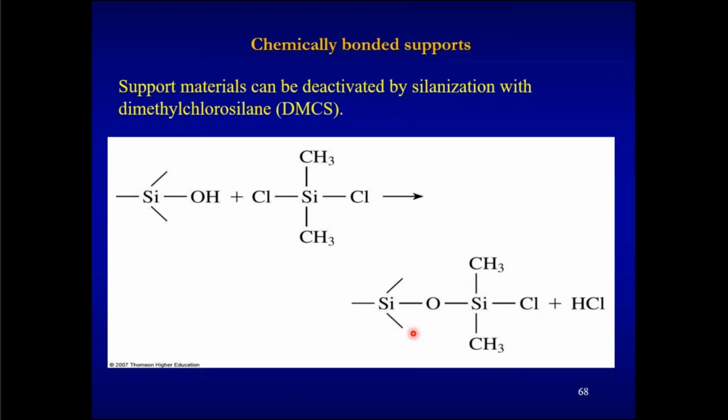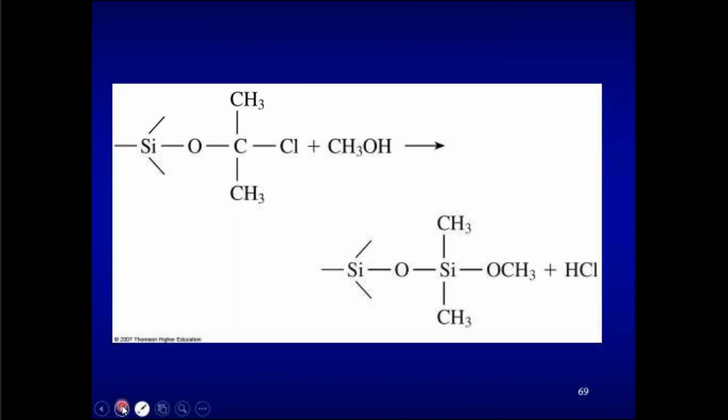So now this is the surface. Earlier it was OH as the surface, a polar group and polar attachment. Now this is your surface group. This can further be reacted with any suitable reagent, like in this case, methanol is being used. So what happens is the Cl gets replaced by OCH3.